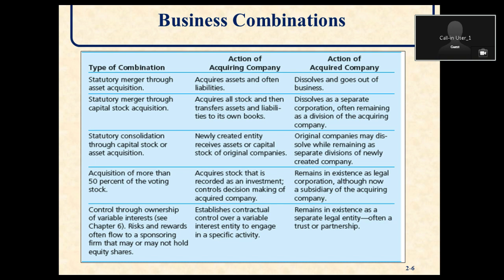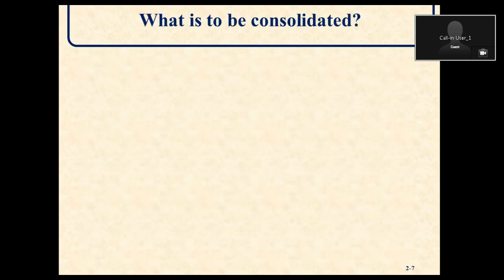Or it may remain a separate entity, with acquisition of more than 50% of the voting stock. If that's the case, then the way in which we would handle that is showing that stock as an investment, similar to what we've done in the previous chapter. We show it as investment in a certain company. So anyway, different manners of combinations, and we're going to focus on a couple of them.